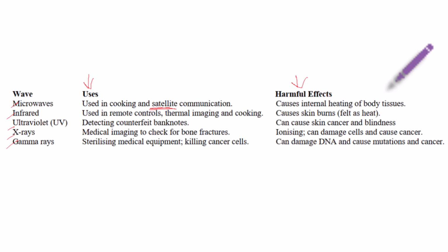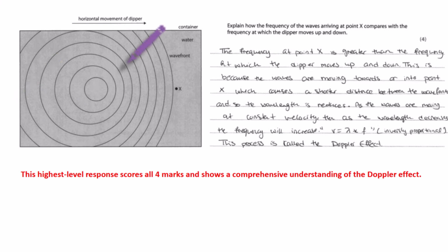So the moment you see diagrams like this, wavefronts bunching up and wavefronts spreading out at the other end, this has to be a concept of Doppler effect, right? Now, explain how the frequency of the wave arriving at point X compares with the frequency of the dipper moving up and down. Hmm. So the dipper, which is producing the wave, that has a constant frequency. Okay, the frequency at point X is greater than the frequency at which dipper moves up and down. This is because the waves are moving towards point X, which causes a shorter distance between the wavefronts, and so the wavelength is reduced.